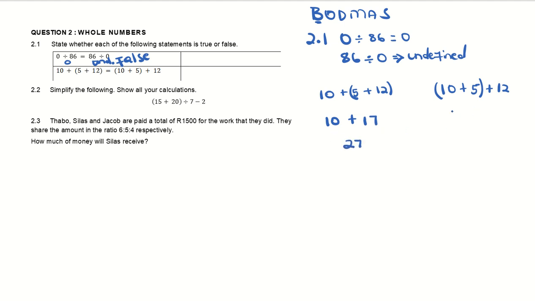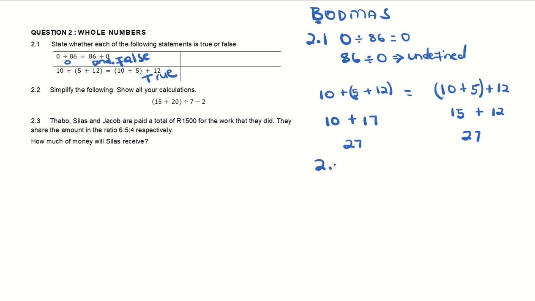What about this side? In the brackets first, and we do 10 plus 5, it's 15. We must add that to 12. So when you add 15 and 12, what you get is 27. So we see that they are equal. So this statement is true because it says that they are equal.